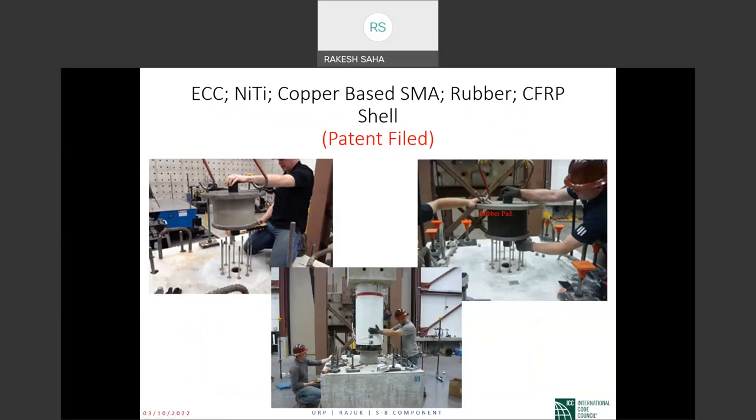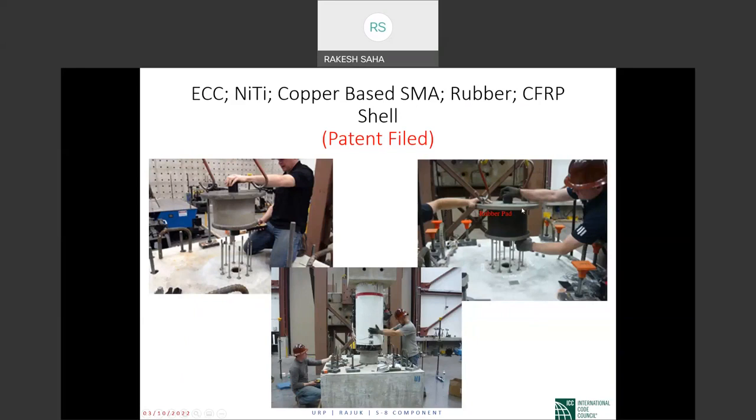This is for the cantilever column that we use. So you notice that on the upper left, you see the plastic hinge element where we use ECC. So you see the gray color there. And the SMA bars already connected, threaded into the footing. So this is being lowered onto those bars.